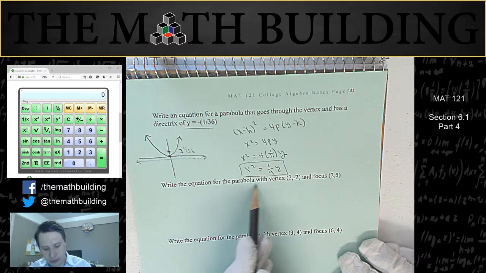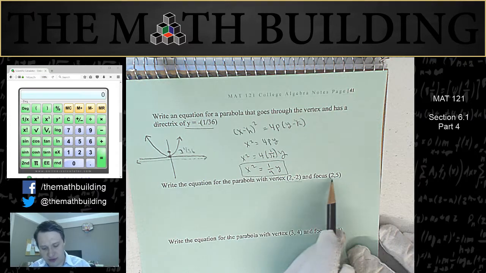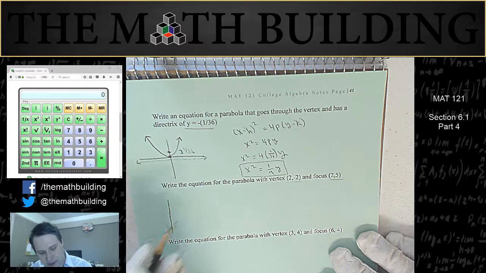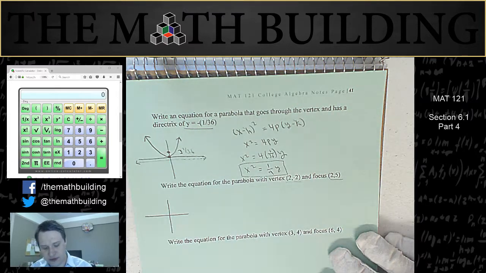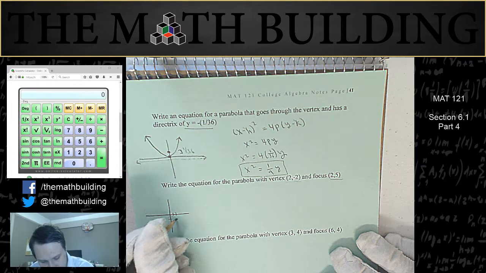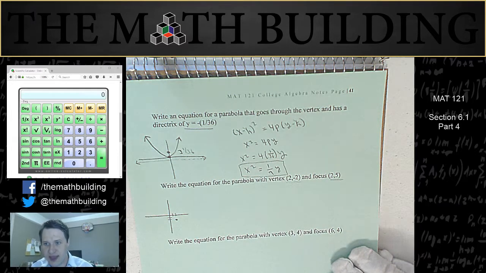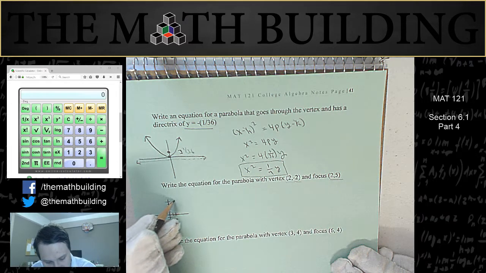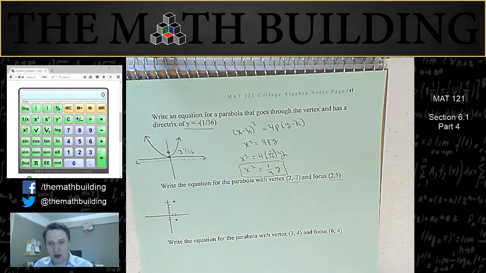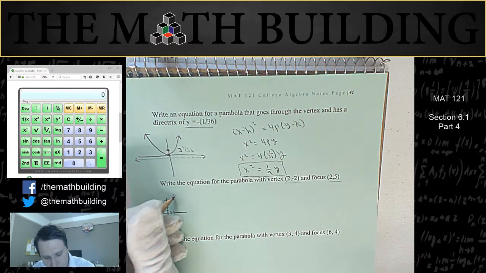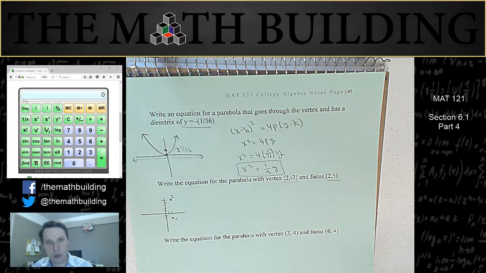Write the equation for a parabola with vertex (2, -2) and focus (2, 5). So this time they didn't tell us the directrix, they told us the focus. So here's our vertex at (2, -2), right there. That's our vertex. And the focus is at (2, 5). So there's the focus. Looking at that, if this is the vertex and this is the focus, what way do you think the parabola is going to open?